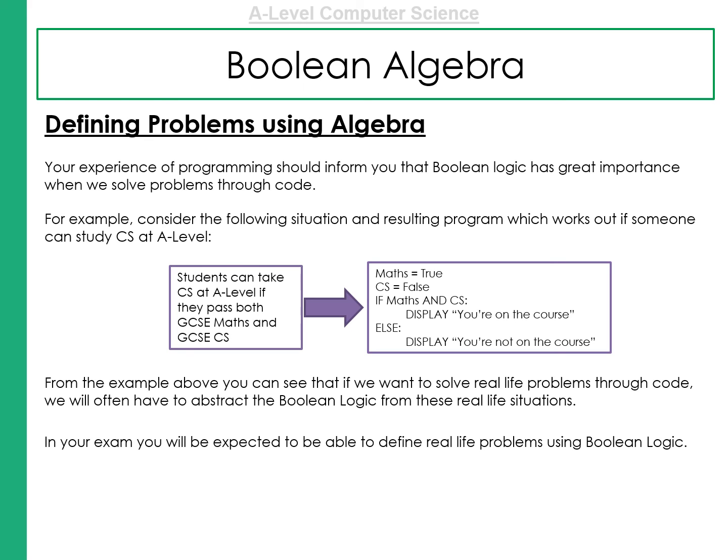So, for example, students can take computer science at A level if they pass both GCSE maths and computer science. So you can see how we've turned that into a little bit of code. And we can see the real-life Boolean logic in these samples. Now, in your exam, remember, you're going to have to be able to represent these real-life problems in Boolean logic.